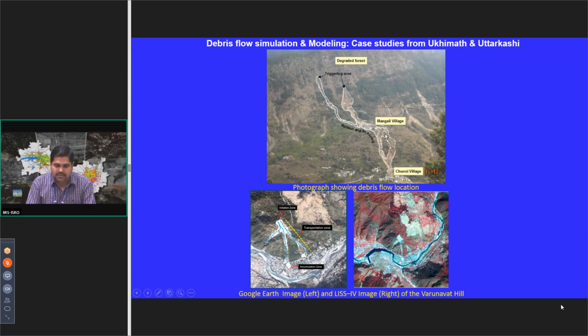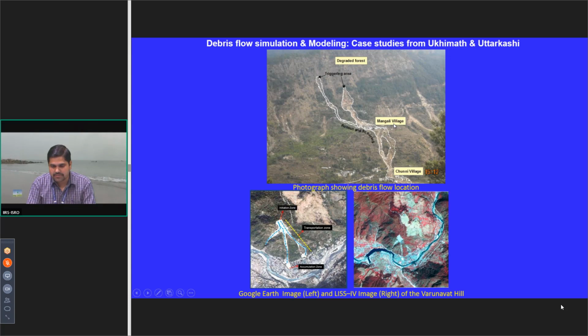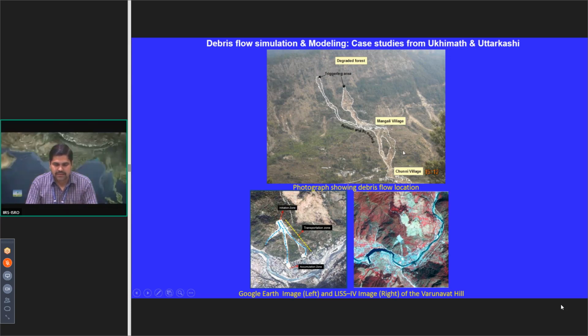Now we take another example in Ukhimath. This is the town Ukhimath, the village Mangli and the village Chunni here. It falls under Ukhimath Gram Sabha. Now this is the zone of influence. The landslide starts from this. These are the zones of depletion, transportation, and deposition.